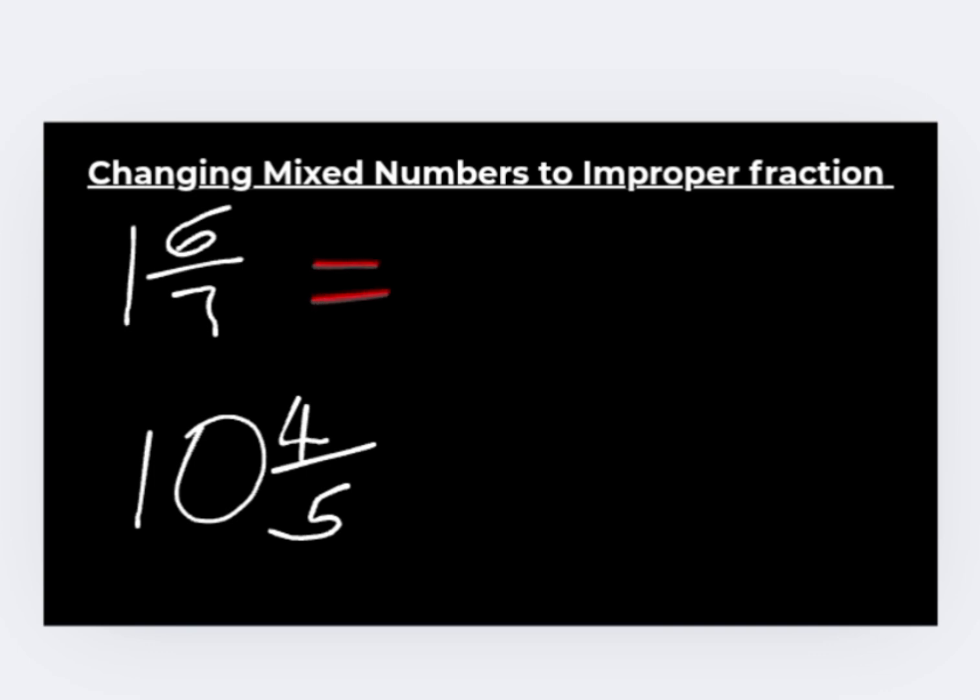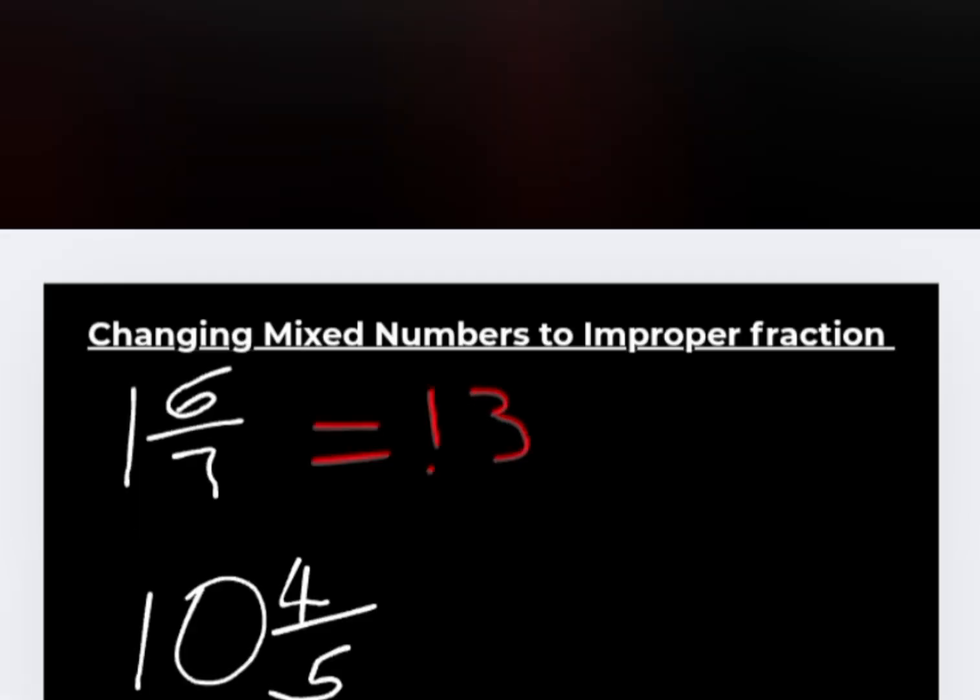1 whole number 6 over 7 to improper fraction. So we're going to have 7 times 1. 7 times 1 is 7. That 7 you have gotten plus 6 would give us 13. 13 over 7. Okay. So we have 13 over 7.